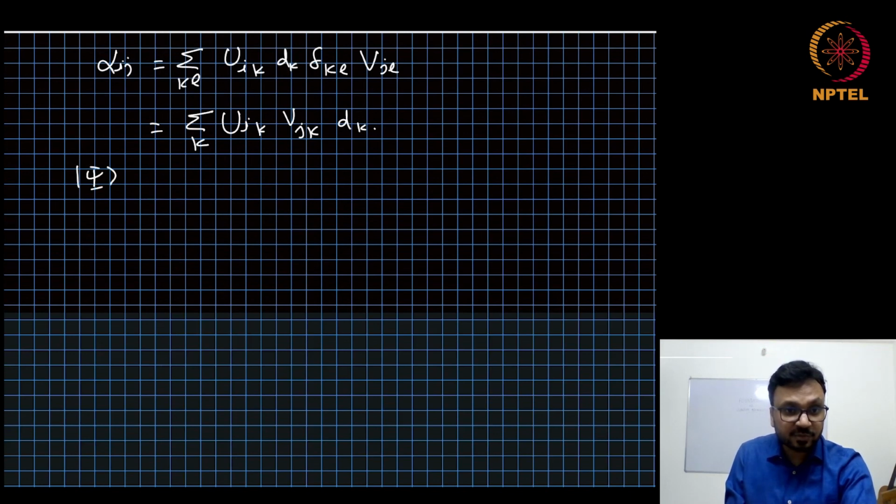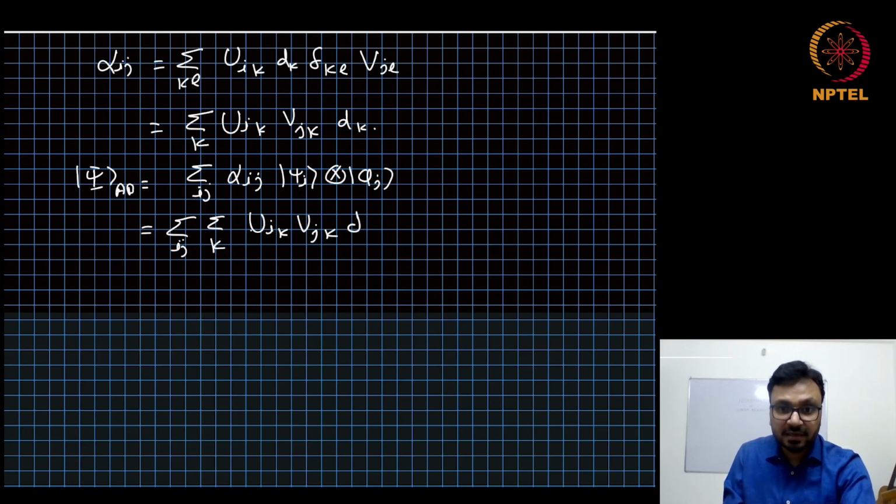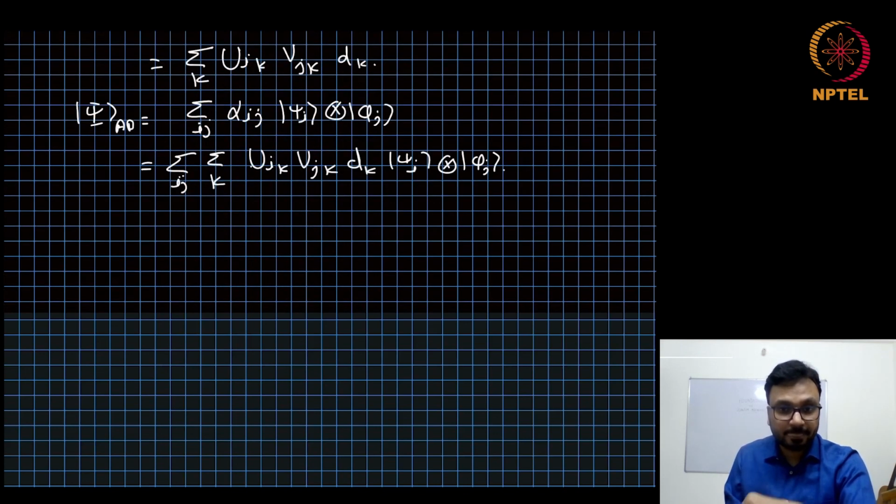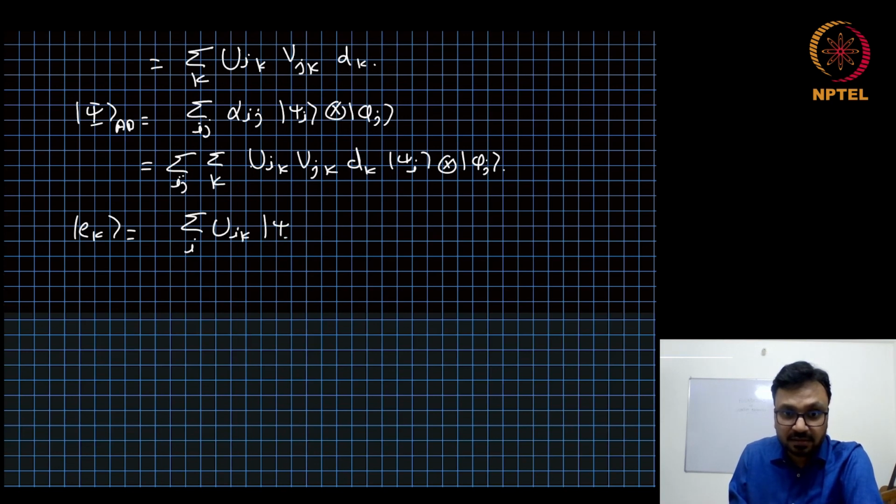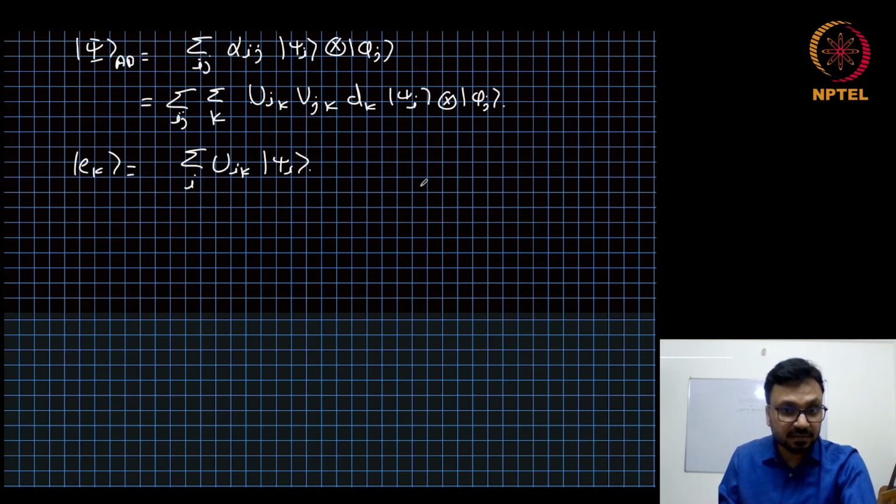Now we have the expression for psi in terms of alpha ij, that is sum over ij, alpha ij, psi i, tensor phi j. And we can substitute it here: sum over ij, sum over k, u ik, v jk, dk, psi i, tensor phi j. Now let us say we have a vector ek defined as sum over i, u ik, psi i. Psi i is the orthonormal basis in the first Hilbert space, H d1.